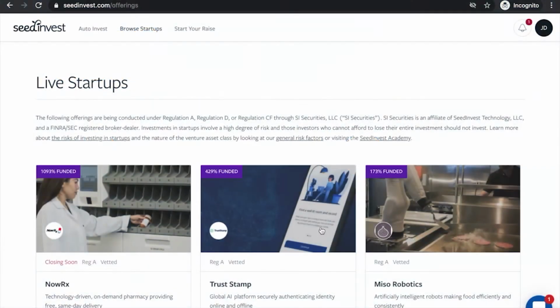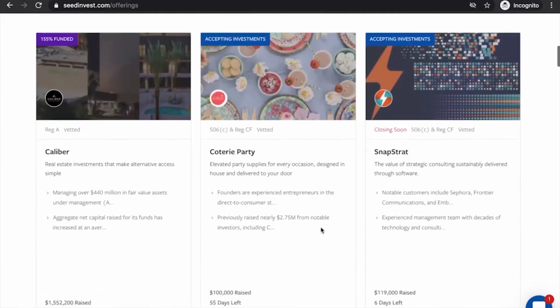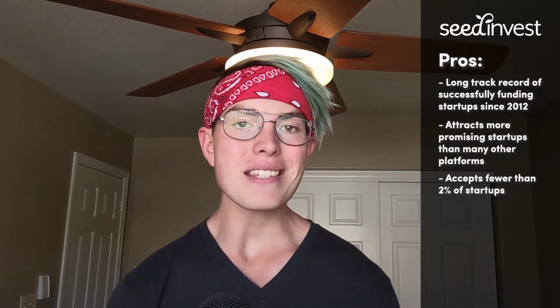Now, on the plus side, SeedInvest has been successfully funding deals since 2012 and has a track record of hundreds of successfully funded startups. Additionally, because of that strict due diligence process, they're able to attract many of the highest quality startups due to that reputation. They also accept fewer than 2% of the startups that apply to be listed, meaning that you're seeing the best of the best on the platform. Additionally, there's a low minimum investment of only $500. And the auto invest option allows for increased diversification without spending too much time researching individual companies.